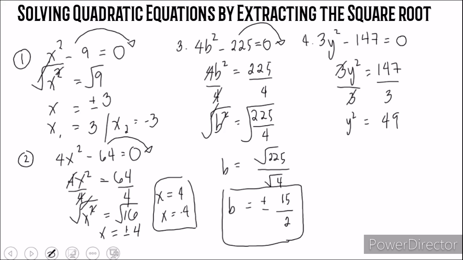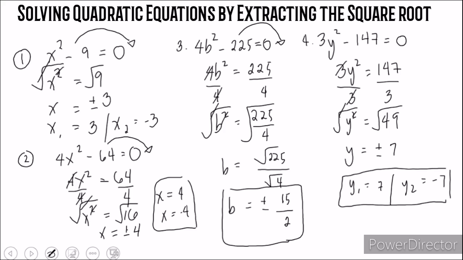Okay, and then afterwards, we get the square root of both sides. Square root natin yung both sides. So, cancel na to. Ang matitira na lang ay y. And then, ang sagot natin, ang square root ng 49. 49 is perfect square at ang square root niya ay 7. So, we have positive or negative 7. So, yung solution natin, y sub 1 is equal to positive 7. And y sub 2 is equal to negative 7.